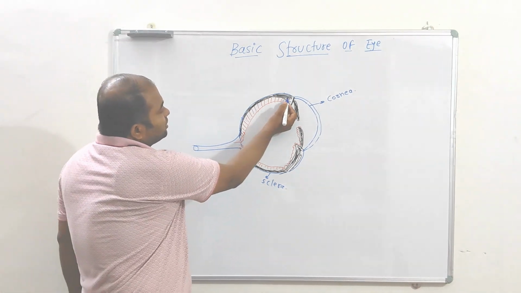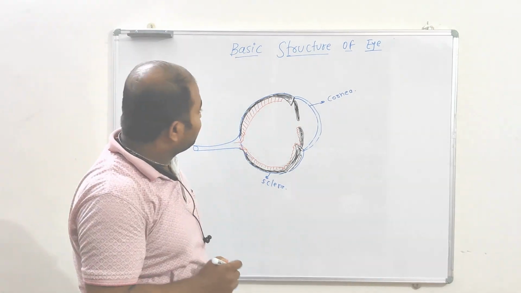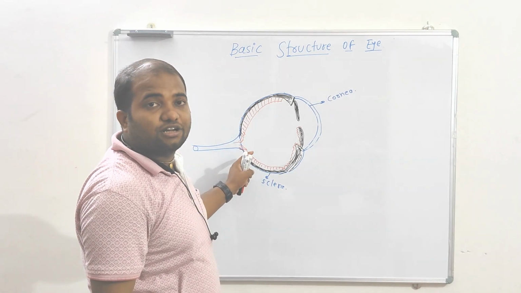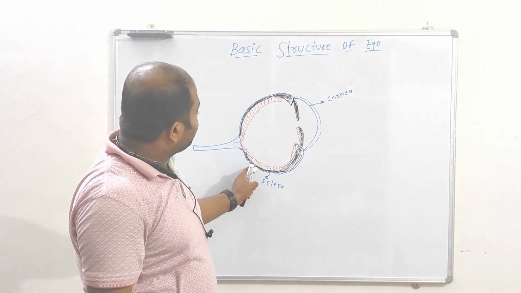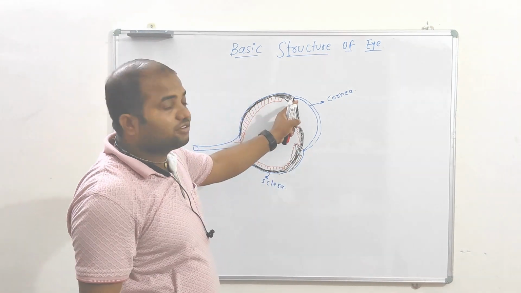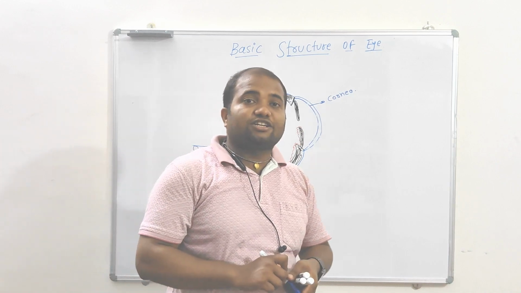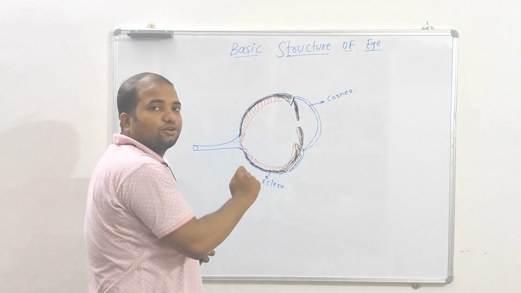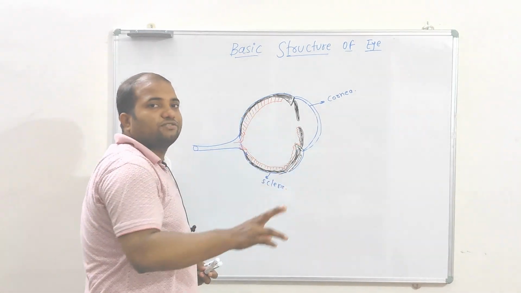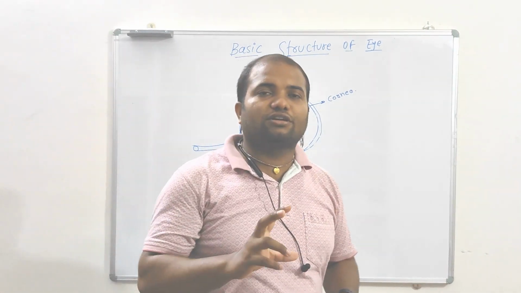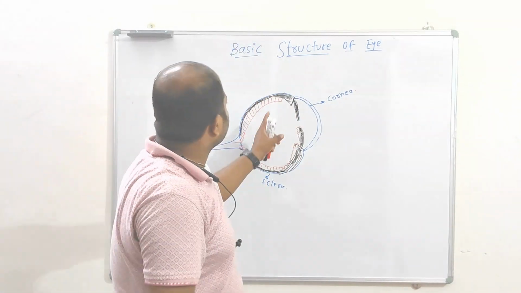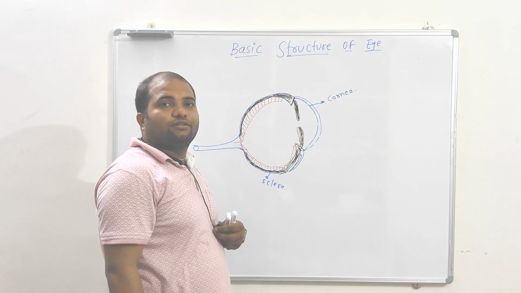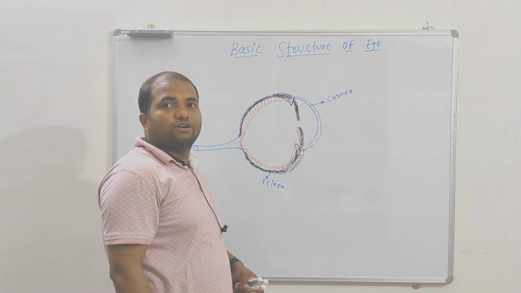Now we move to the layer which is drawn in black color. This is called the vascular layer of the eye, or it is also called the middle layer of the eye. The main function of this middle layer is that it provides nutrition to the eye, because it is vascular in nature. It has several blood vessels. So in one word, the function of the vascular layer or middle layer of the eye is that it provides nutrition to the eyeball.